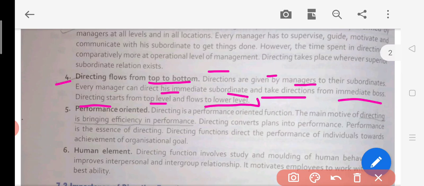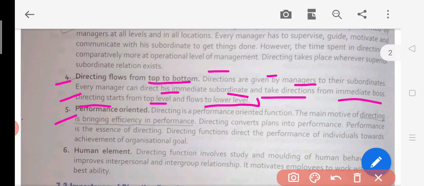So definitely the orders will come from top only, so it flows from top to bottom. So the direction flow is from top to bottom, means the order is going to come from top level to middle level, and middle level is going to pass those orders to the lower level.